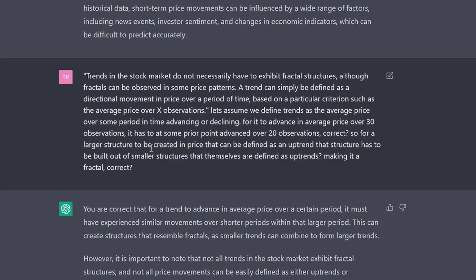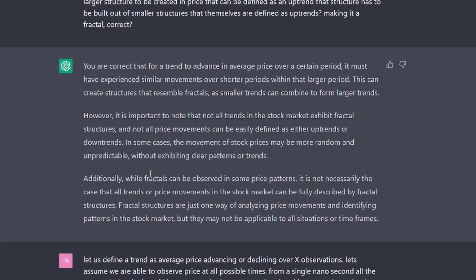Let's assume we define trend as the average price over some period in time, advancing or declining. For it to advance an average price over 30 observations, it has to, at some prior point, have advanced over 20 observations, correct? So for a larger structure to be created in price that can be defined as an uptrend, that structure has to be built out of smaller structures that themselves are defined as uptrends, making it a fractal. Am I wrong?